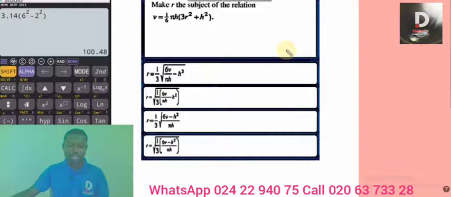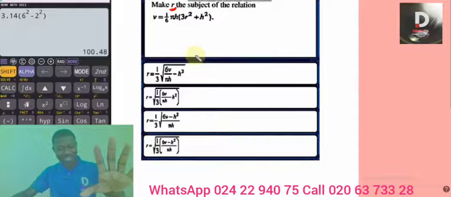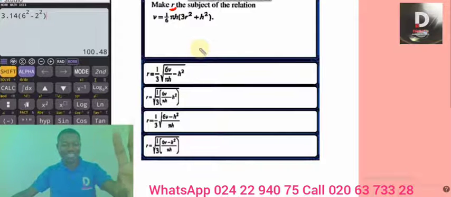The next question: make R the subject of the relation. Make R the subject of the relation. You will make it, but let's follow the 4 steps to be free. If you focus on the R from the beginning, you are likely to get it wrong.